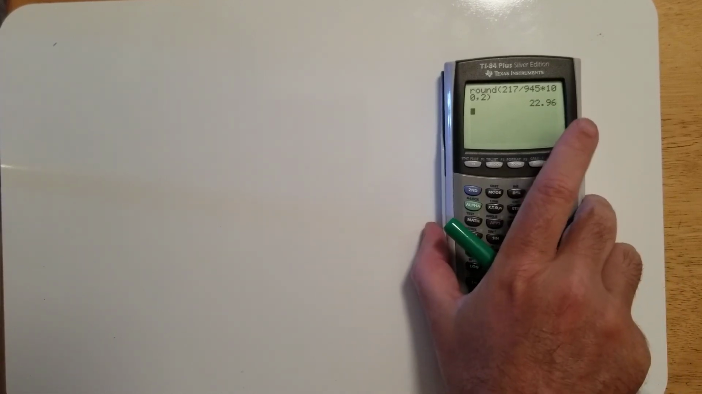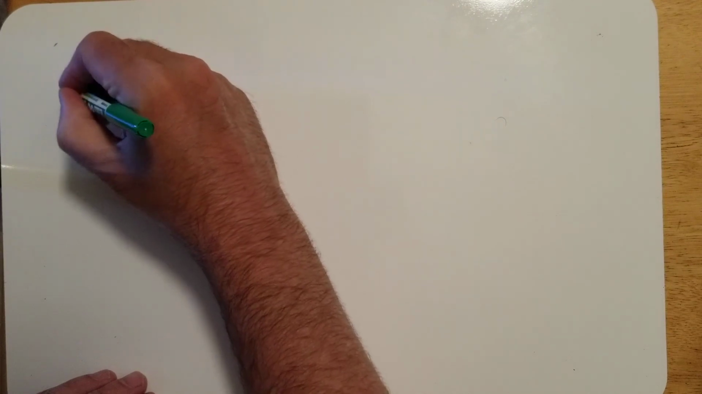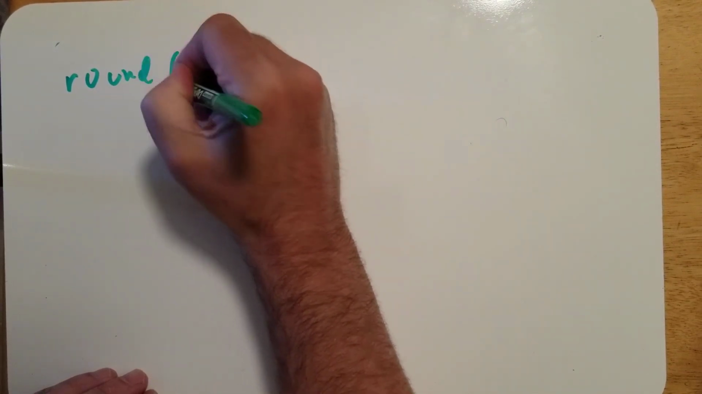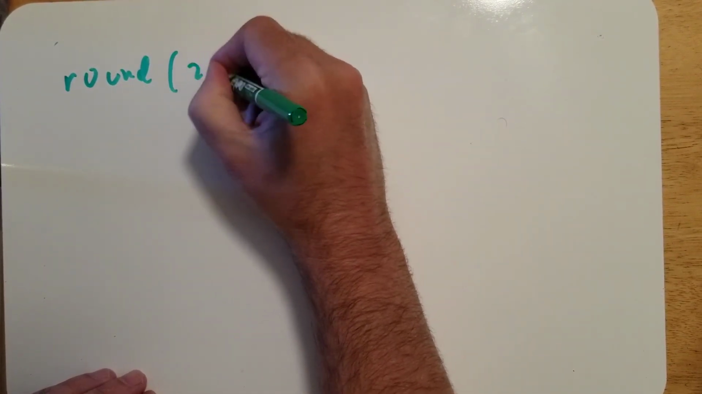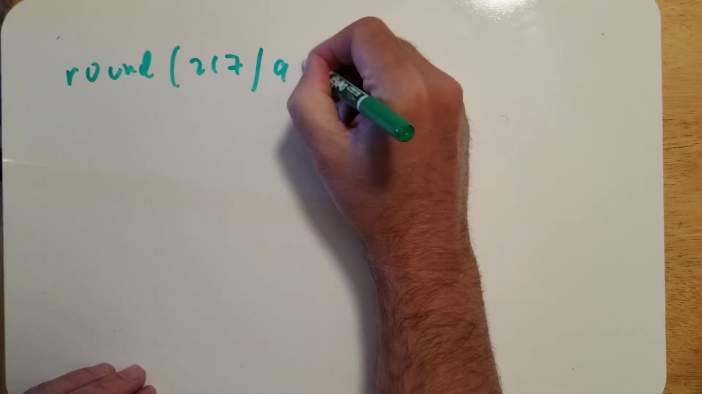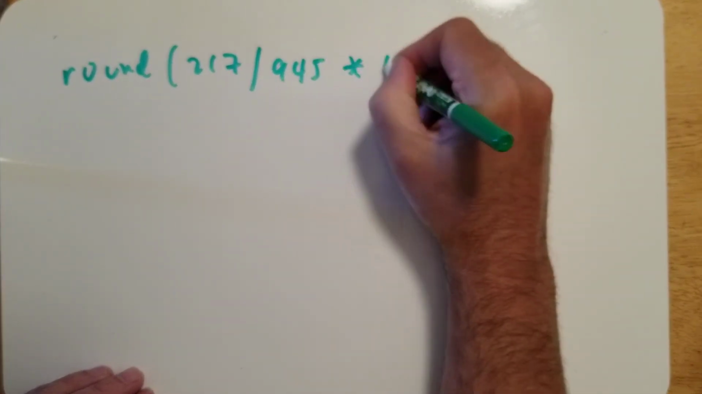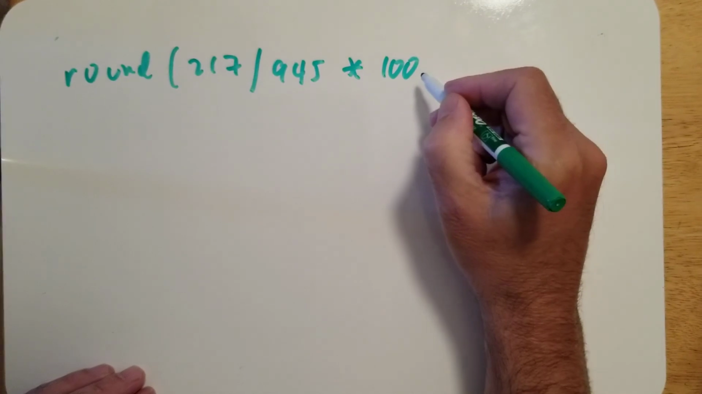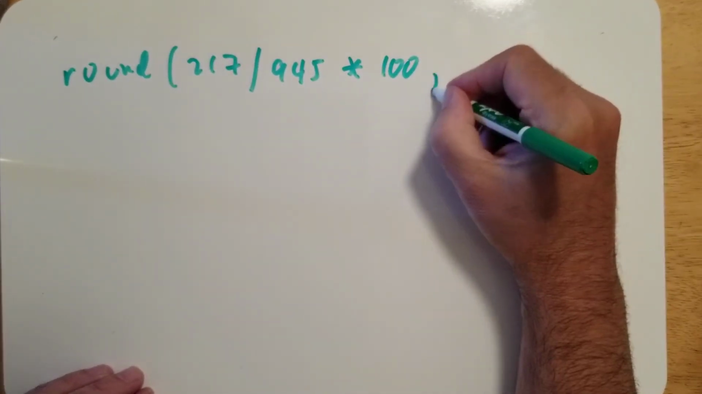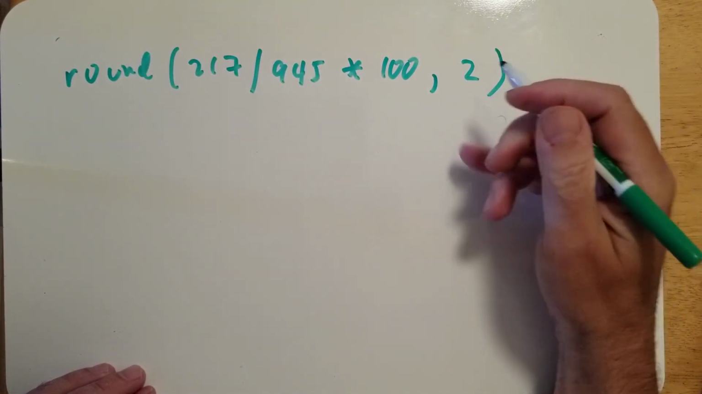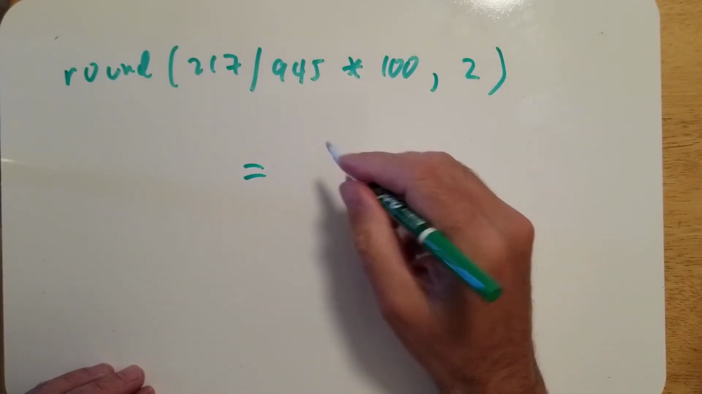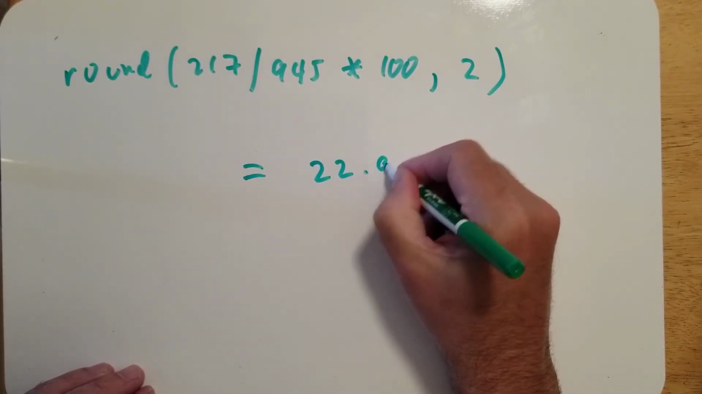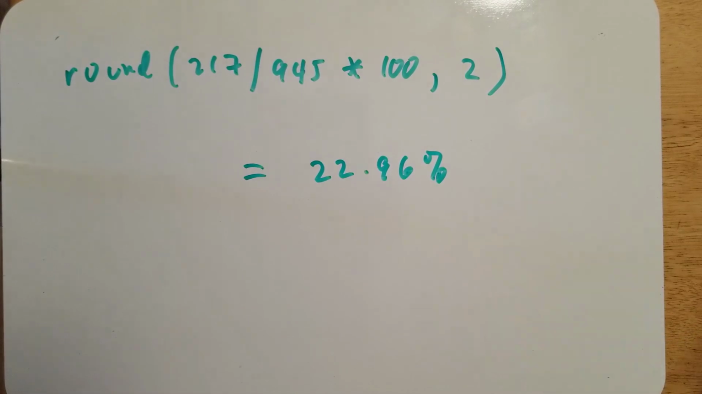And that will give me the correct answer rounded to 2 decimal places, 22.96. So just what that looks like on the calculator, if I go round 217 divided by 945 times 100, that gives me the percent, comma 2, that rounds the percent to 2 decimal places, and the answer is 22.96%.